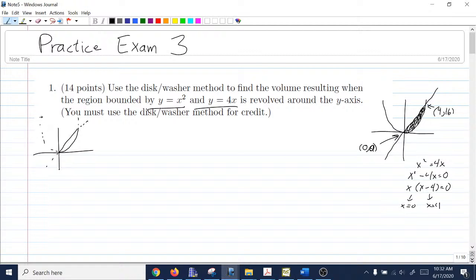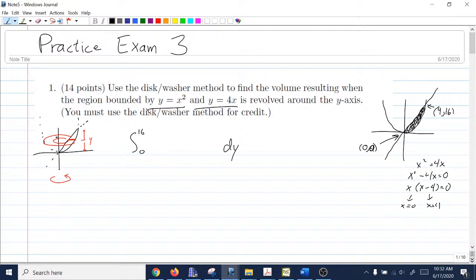I try to organize everything in terms of either a horizontal line segment or a vertical line segment. We're revolving around the y-axis. If I want to end up with a disk or a washer, I need a horizontal line segment to revolve around the y-axis, and that will give me a disk or washer. So I need to do this for every y value, and I need to let my y's range from 0 to 16. I'm going to end up with an integral with respect to y from 0 to 16.